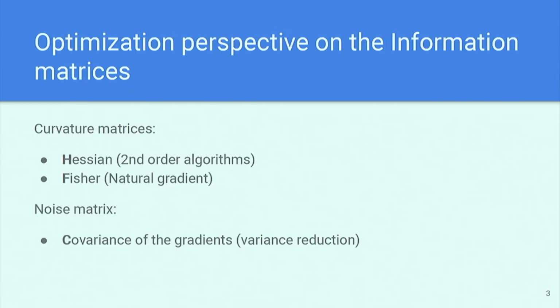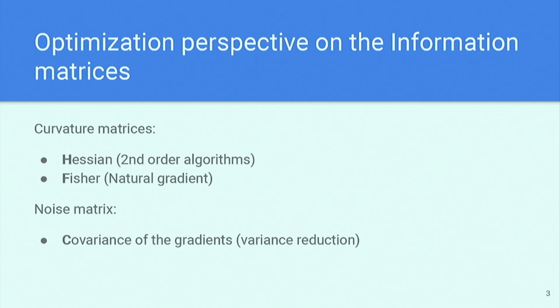There are three of them, and probably you know at least two. There are the Hessian, the Fisher, and the covariance of the gradients. The Hessian and the Fisher are curvature matrices, meaning that they can be used to approximate a function to second order. The Hessian with a Euclidean ball approximation constraint, and the Fisher with the KL constraint. So these two matrices can be used in optimization. They lead to algorithms like Newton's method or natural gradient.